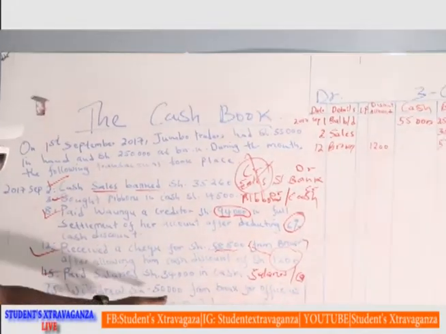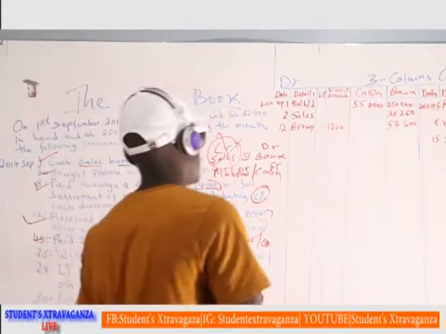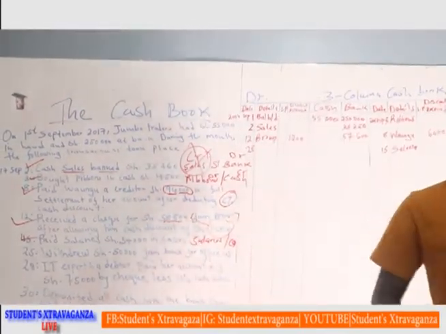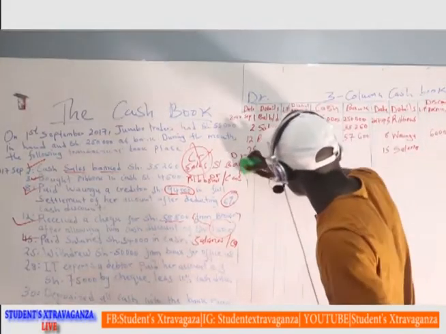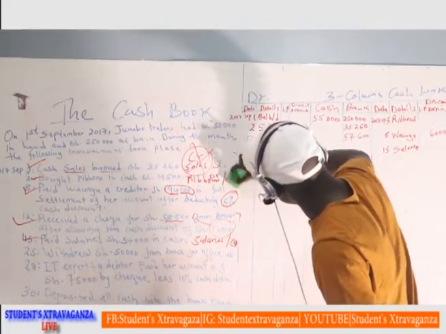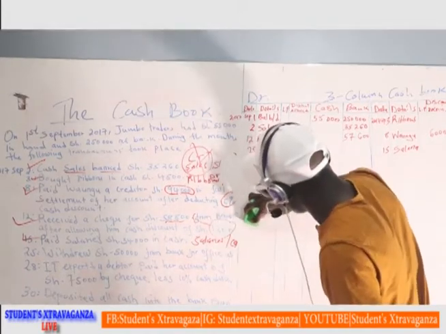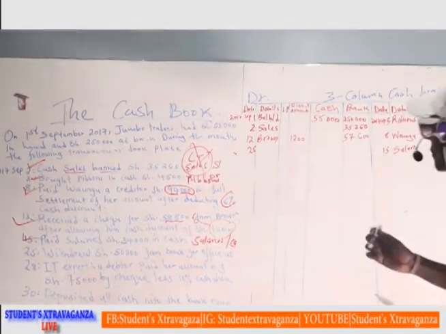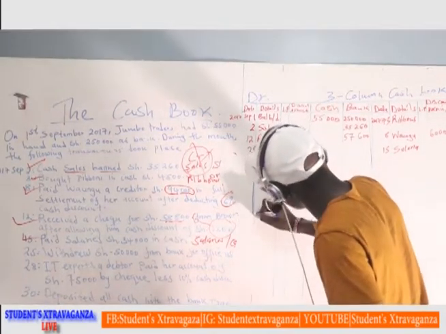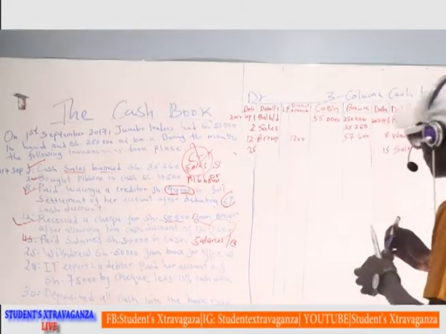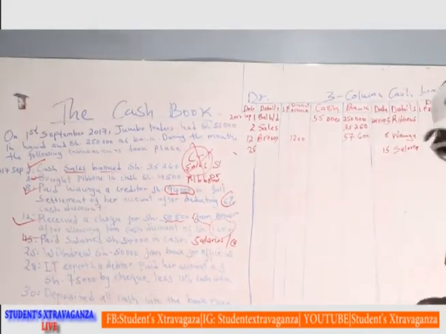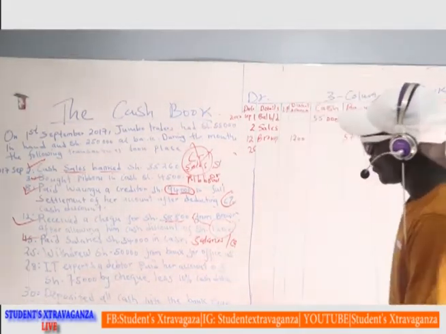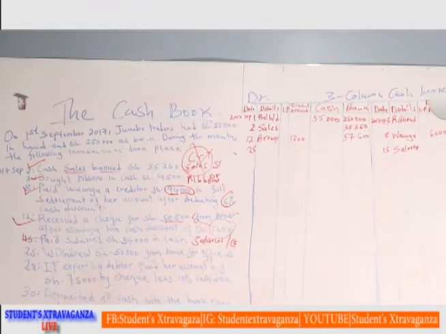On 25th, we withdrew 50,000 from bank for office use. Allow me to wrap this so that we don't get confused. We are saying that on 25th, withdrew 50,000 cash shillings from bank for office use.